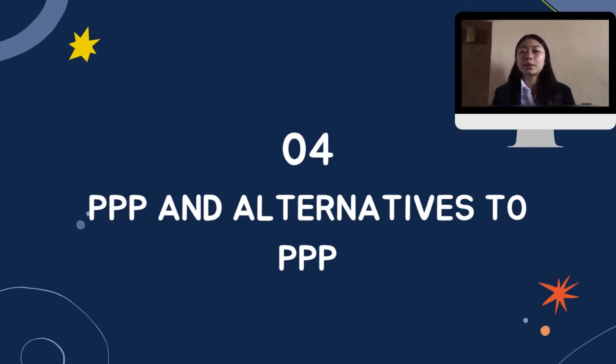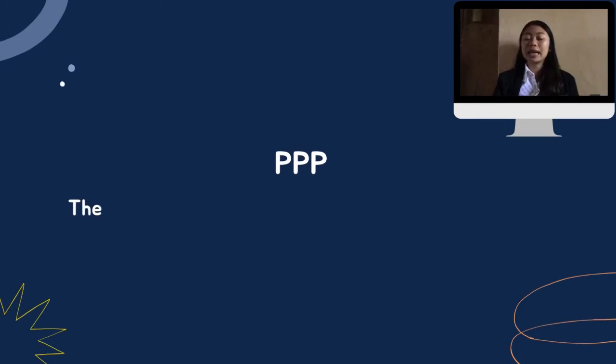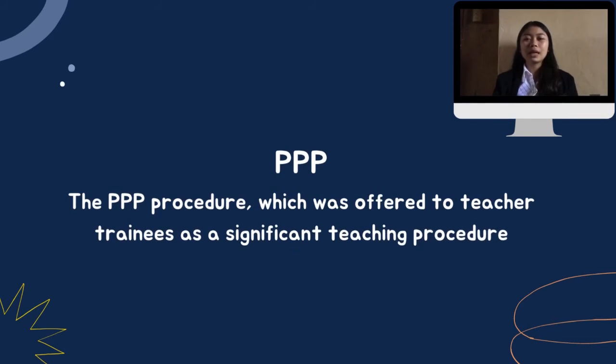Okay, the last topic material is about PPP and alternatives to PPP. First one is the PPP. The PPP procedure, which was offered in teacher training as a significant teaching procedure from the middle of the 1960s onwards, then referred to as the PPP, came under sustained attack in the 1990s.